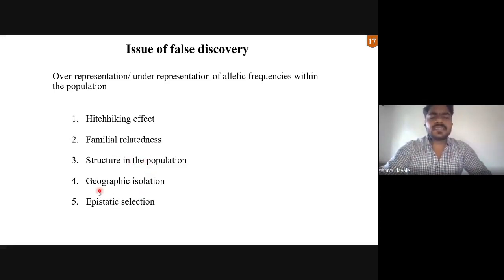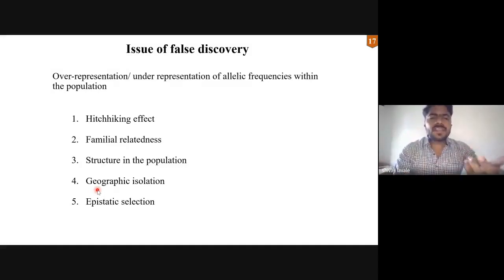And epistatic selection: when there is an association between a trait, a gene, and a marker, but this gene again has an epistatic effect on gene 2, then this SNP will automatically get associated with gene 2 as well. So that is not an actual association, but because of the epistatic effect, it is a false discovery.